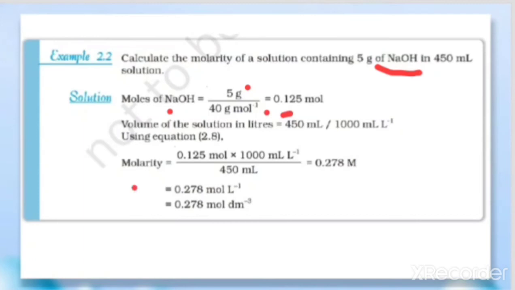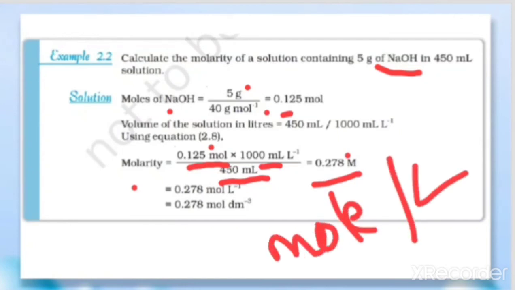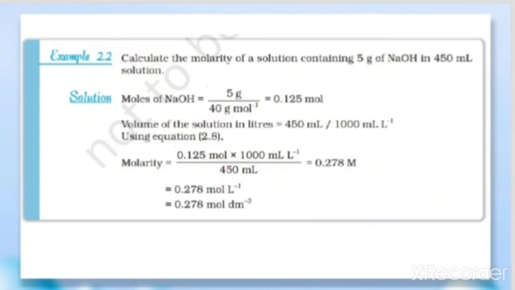Now we apply the formula for molarity. The number of moles value is substituted here, and we have multiplied by 1000 because the volume of the solution is in ml. That's why we have to multiply with 1000. When you solve this, we get 0.278 mole per liter. Here capital M is the unit representing molarity, that is mole per liter. So this is a very simple problem given in the textbook.